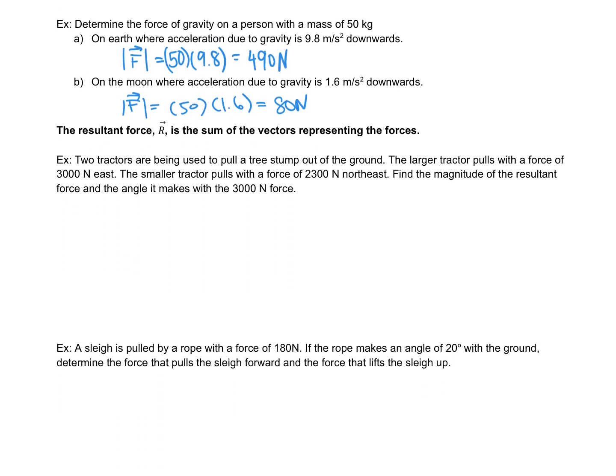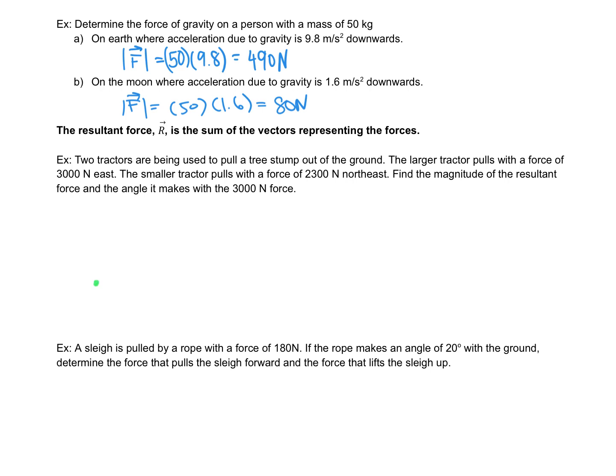Now let's look at our first proper example. 2 tractors are being used to pull a tree stump out of the ground. The larger tractor pulls with a force of 3,000 newtons to the east, and the smaller tractor pulls with a force of 2,300 newtons northeast. Find the magnitude of the resultant force and the angle it makes with the 3,000 Newton force. So let's start with a diagram.